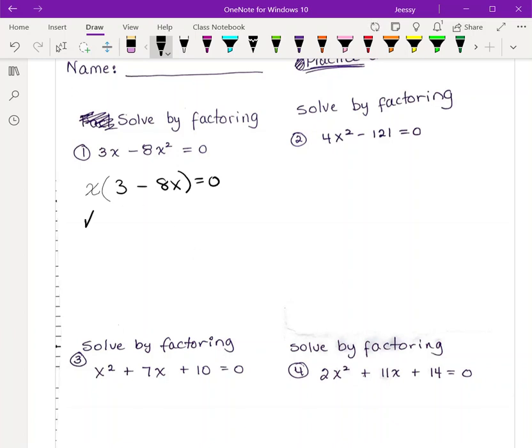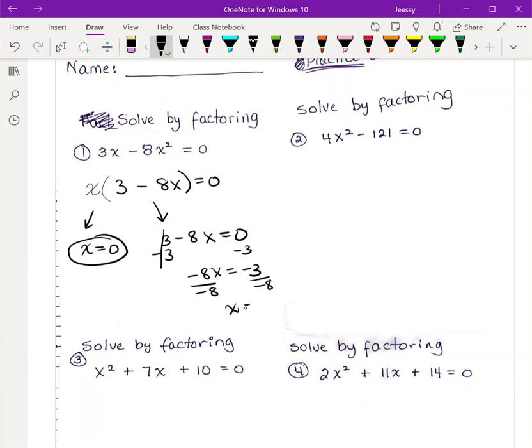Now we're going to use the zero product rule. You take the first factor, set it equal to 0. You take the second factor, you're going to set it equal to 0. This is already solved, x equals 0. So for this one, you do have to move the variables around. And then we divide by -8. And that's how you get that x equals positive 3 over 8. Okay? These are the x-intercepts.